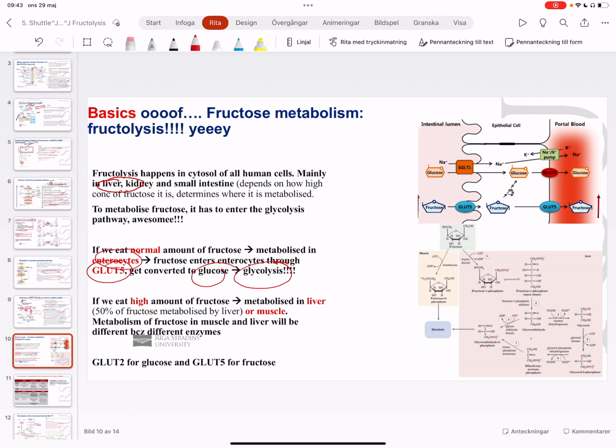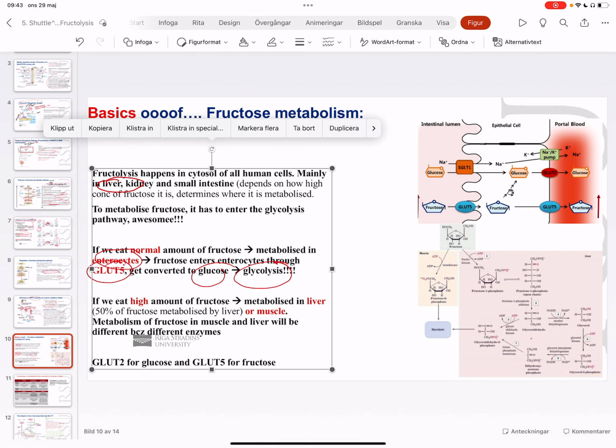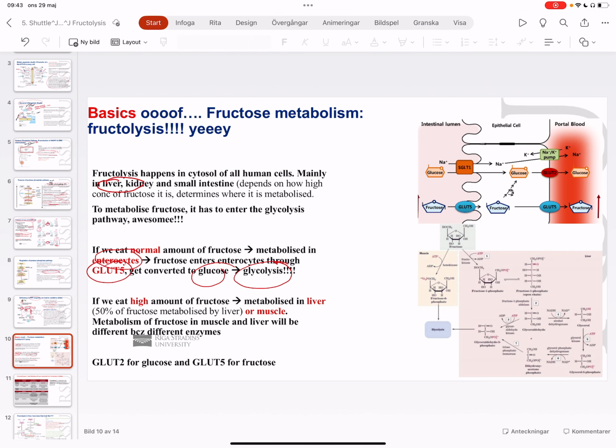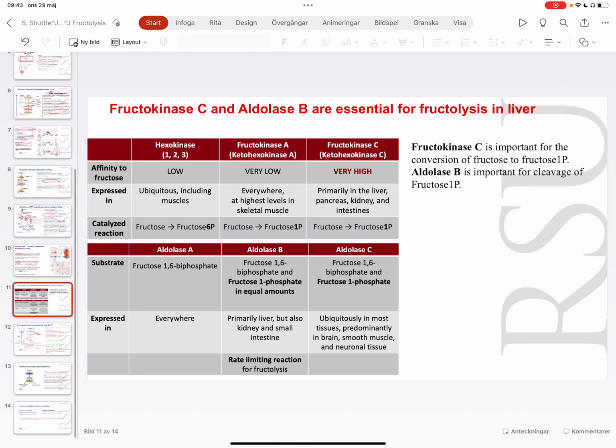Or it will be metabolized by the muscle, but there are different enzymes that work in the liver than in the muscle. Yes, and we have to remember GLUT5 for the colloquium and GLUT2. GLUT2 is for the transport of glucose, GLUT5 is for the transport of fructose. Okay, so fructokinase C and aldolase B are essential for fructolysis in the liver.